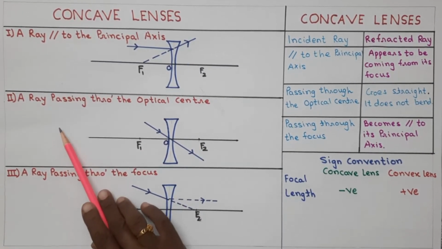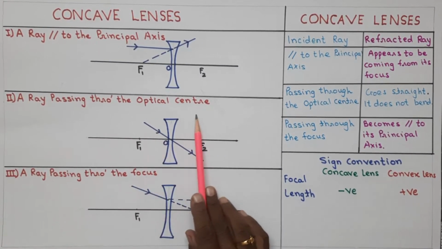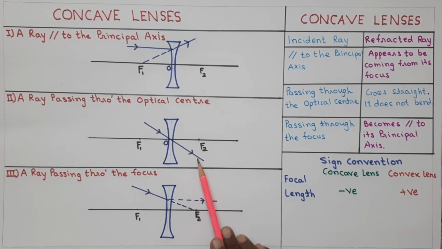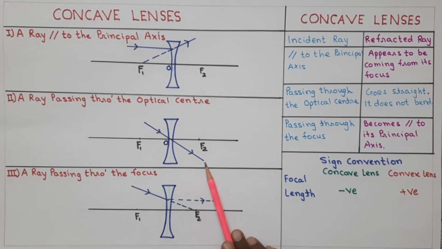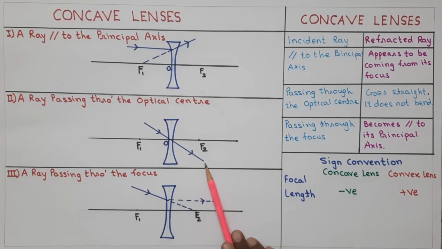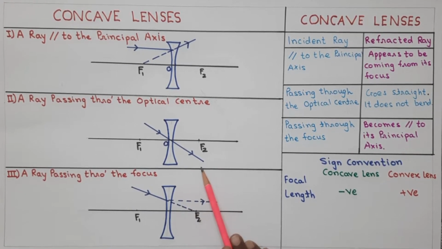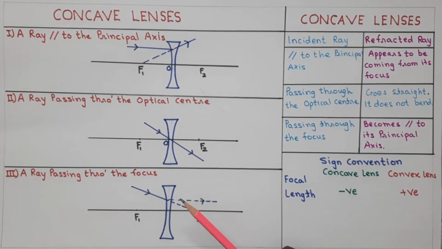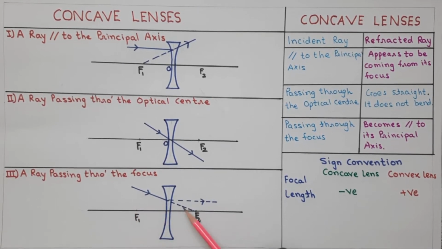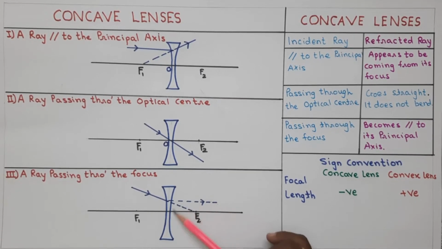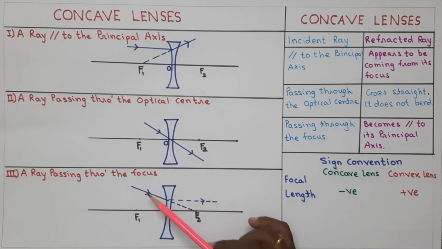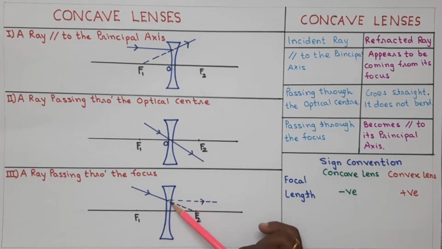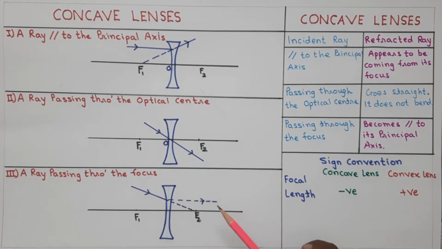Now the next case, a ray passing through the optical center of a concave lens goes straight after refraction through this lens. It does not bend at all. Now the third case, a ray passing through the focus of a concave lens becomes parallel to its principal axis after refraction through this lens. The ray enters the concave lens and gets refracted at this point, then becomes parallel to the principal axis.